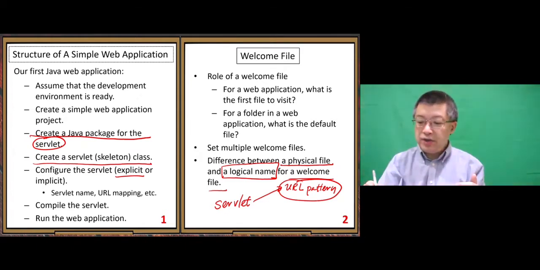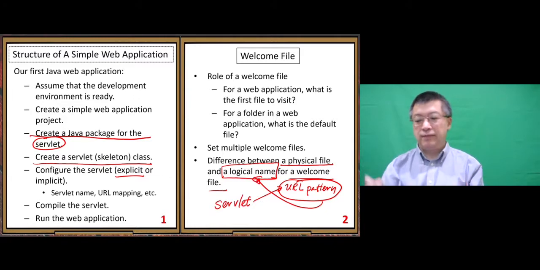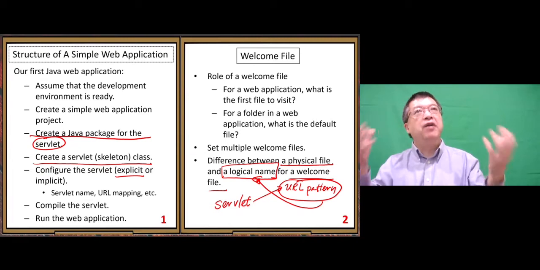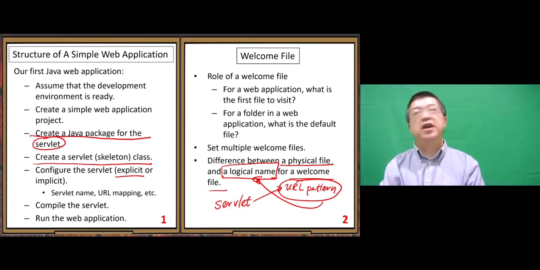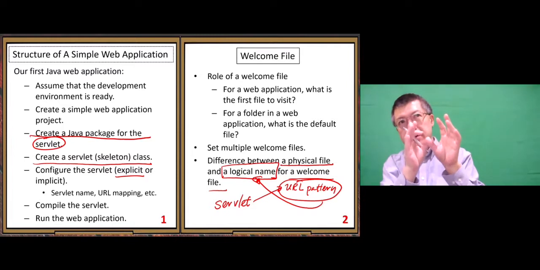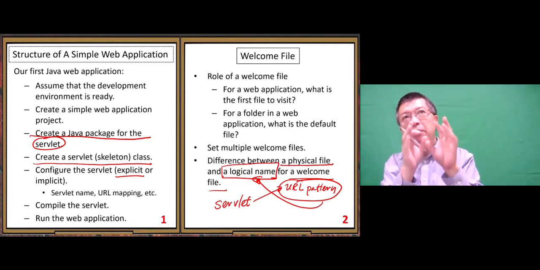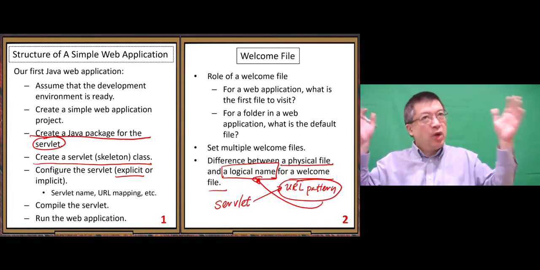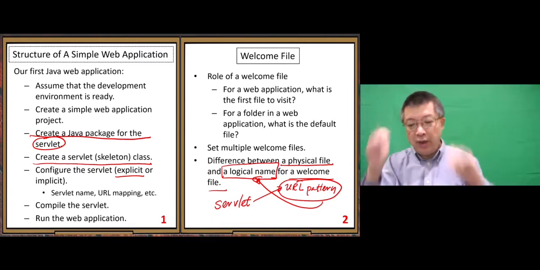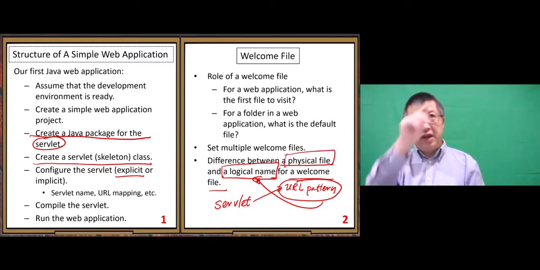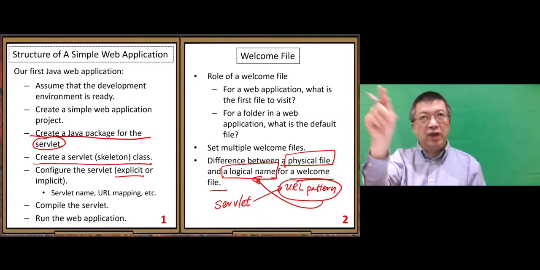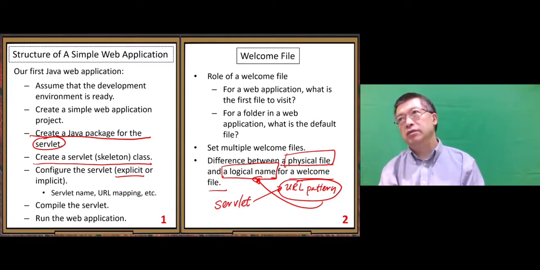And this URL pattern we call a logical name, because there is no such physical folder or file name corresponding to it. So you cannot find the physical name of the URL pattern anywhere in your web application. That's why we call it a logical name. A physical file, you can find somewhere in your local directory or subdirectory. So that's the physical file.